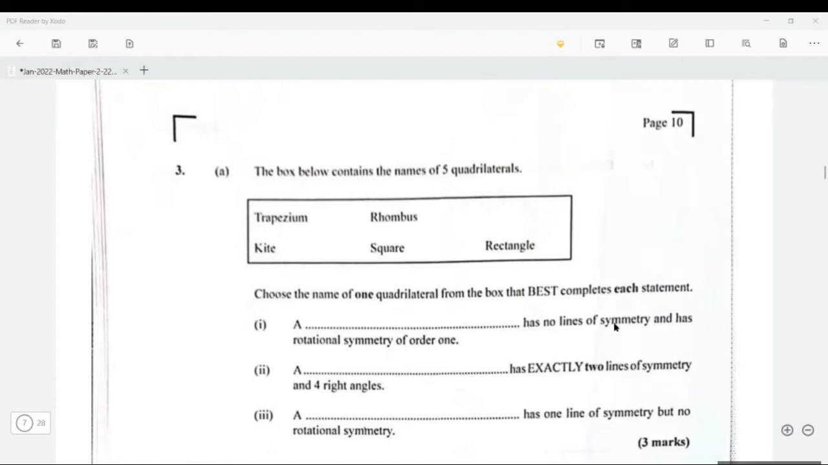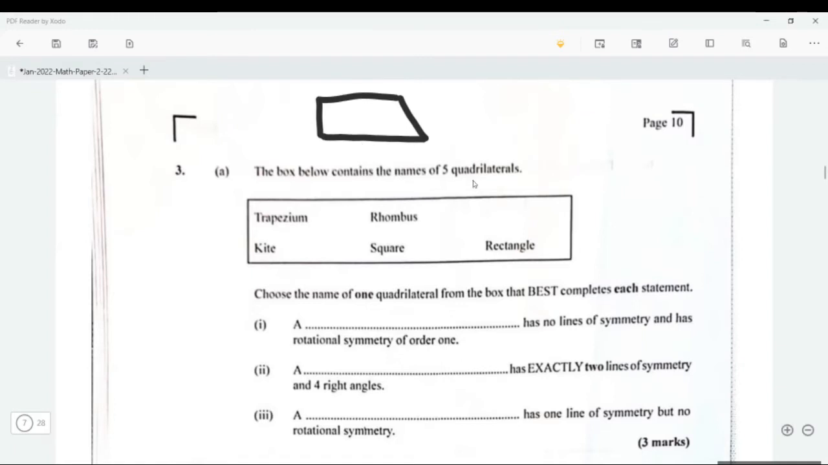Now, what is a line of symmetry? In other words, a line of symmetry is a line where you can cut the object in half, into 2 even halves. All right? So with lines of symmetry, a trapezium would be out. A trapezium has no line of symmetry. This is a trapezium. There's no way we can get this to be symmetric.